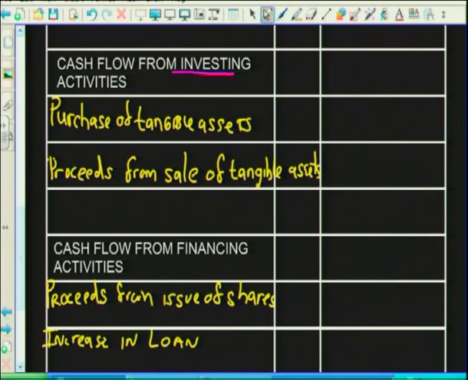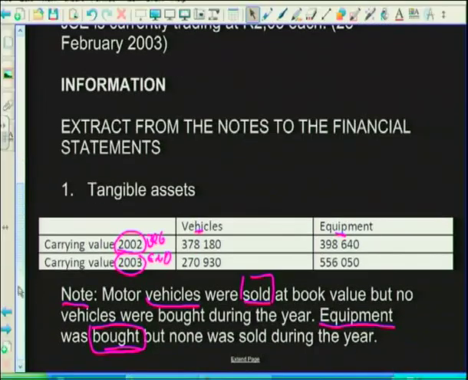In other words, grade 12s, did we buy any fixed assets during the year? Did we sell any fixed assets during the year? Let's go now to our information. Tangible assets we've got given to us is the following. Motor vehicles were sold at book value, but no vehicles were bought during the year. So we did sell vehicles. And then they tell us equipment was bought, but none was sold during the year.